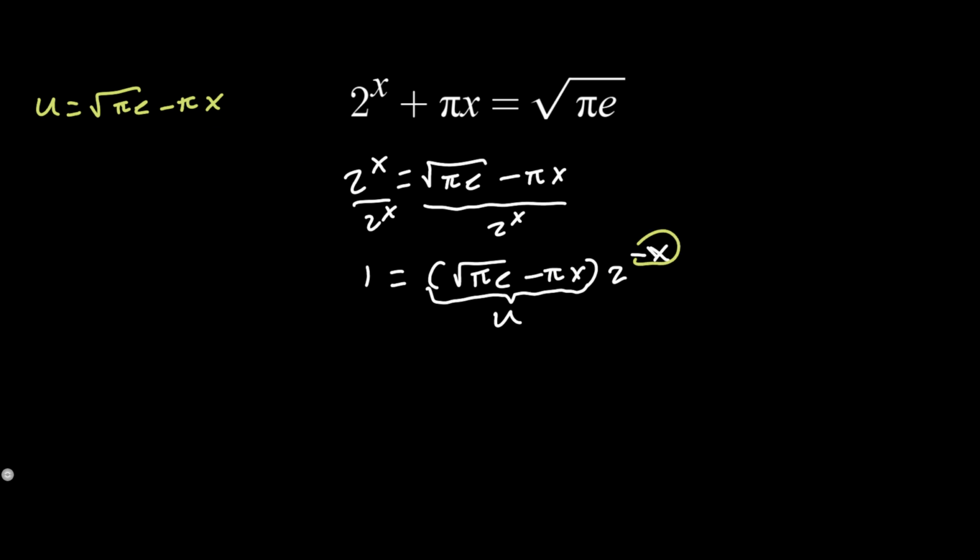And since we have negative x, we'll simply solve for negative x. And if we do, we get negative x is equal to u minus the square root of pi times e over pi. So we now have 1 is equal to u times 2 to the u minus the square root of pi e over pi.